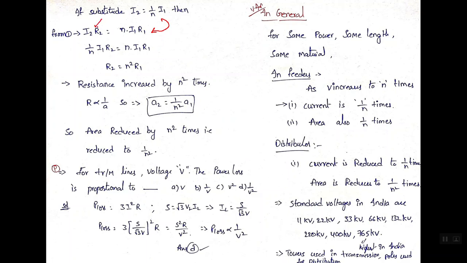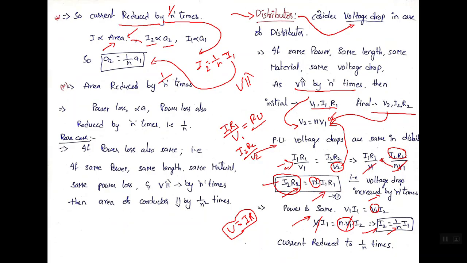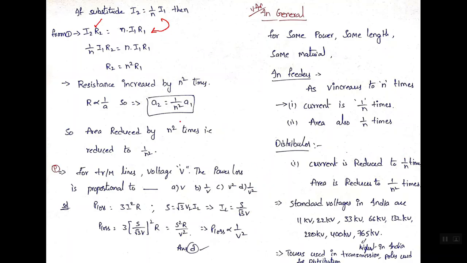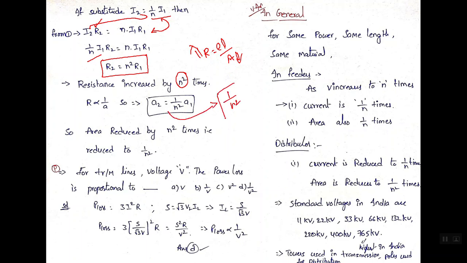Here they are given I2 R2 is equal to n into I1 R1. We got this one. From this, if we substitute the I2 value, that is 1 by n into I1, then we will get R2 is equal to n square into R1, that is, resistance increased by n square. We know that R is equal to rho L by A. If the resistance increases, then the area of cross section decreases. So here the area of cross section decreases by 1 by n square times, which is very important.